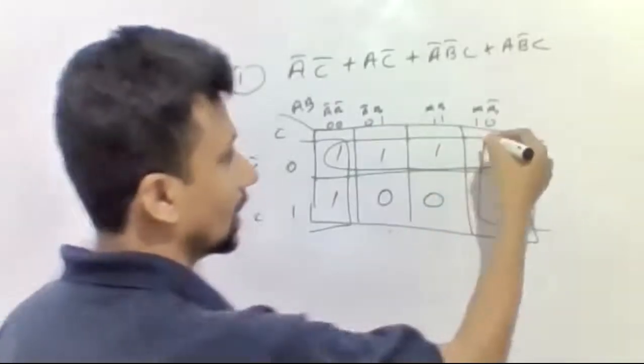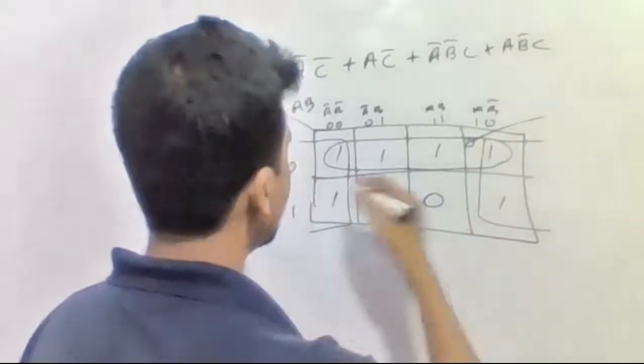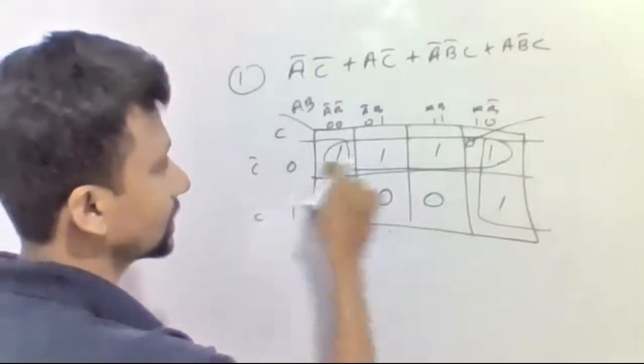From this large group, you can see here you are getting C dash only.